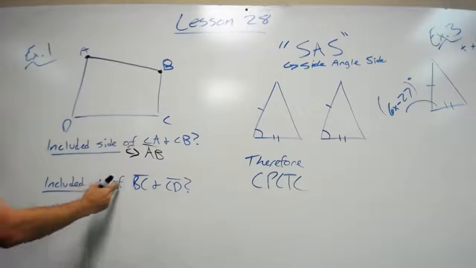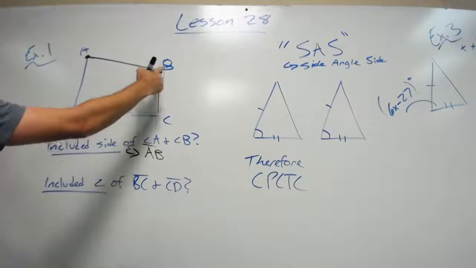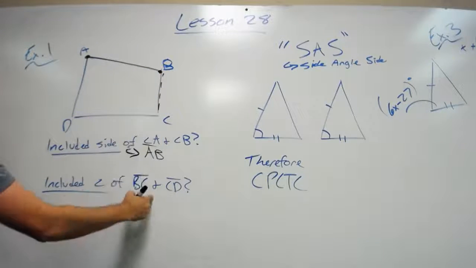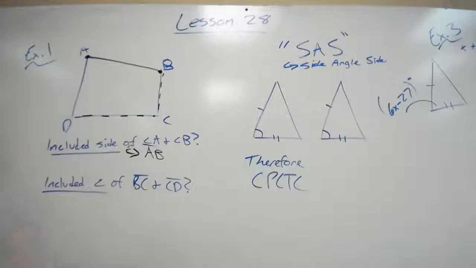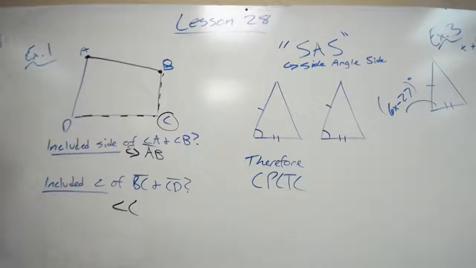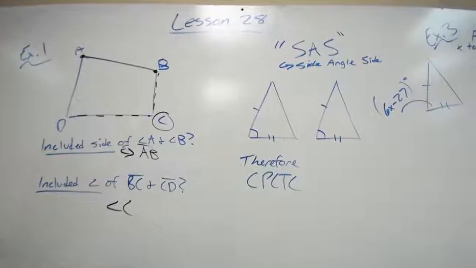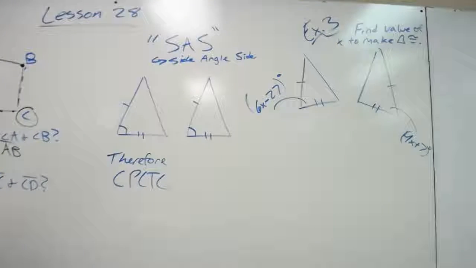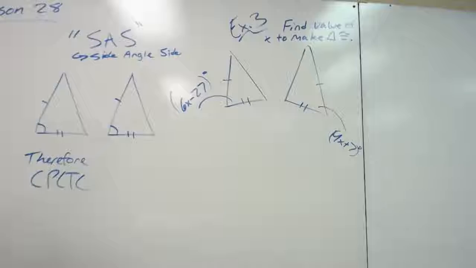And then the included angle between BC and CD, well, the included angle there would be angle C. And so that's all the included angle and included side is, but I just want to make sure that y'all know what that terminology means. Now that we know that, let's look at our next shortcut, all right?